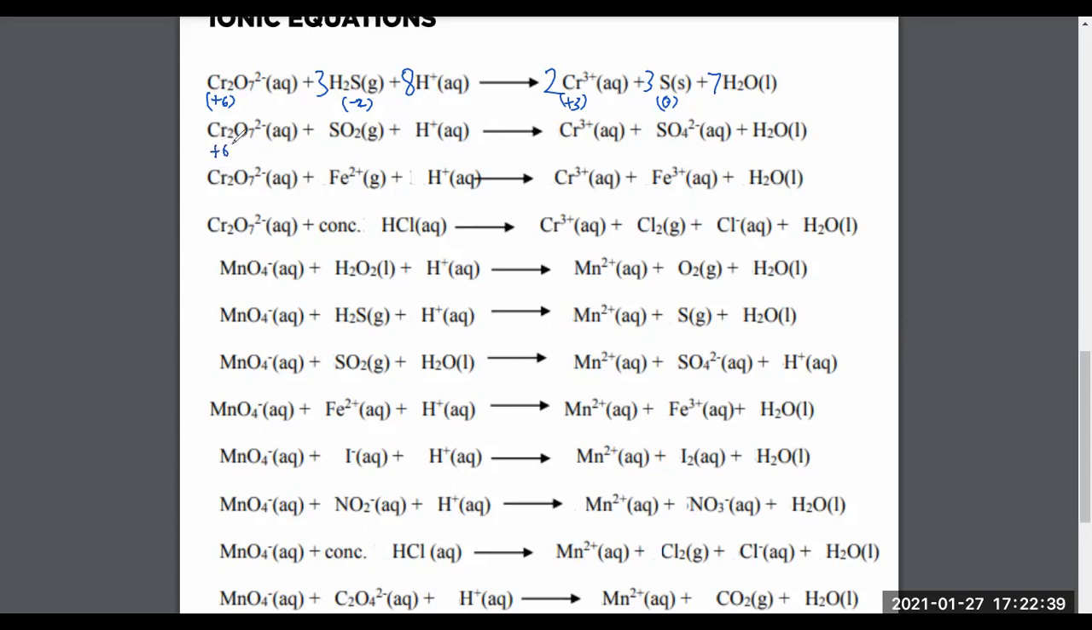chromium +6, sulfur +4. Chromium +3, sulfur +6. Chromium from +6 to +3, the difference is 3, but there are 2 chromium atoms, so I have to put a 6 here. Sulfur from +4 to +6, the difference is 2. I have to put a 2 here, but again, it's not the simplest ratio. So 2:6 must be made 1:3. Done. 2 chromium atoms, let's put a 2 here. 3 sulfur atoms, let's put a 3 here.